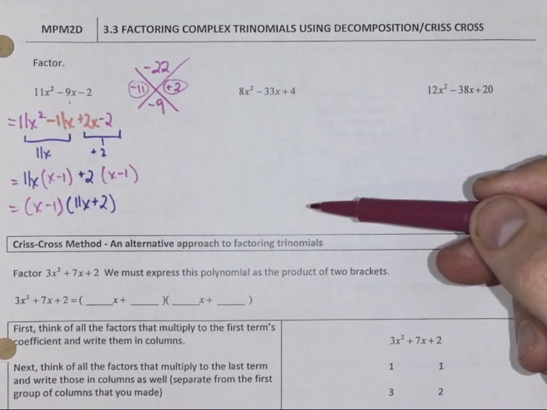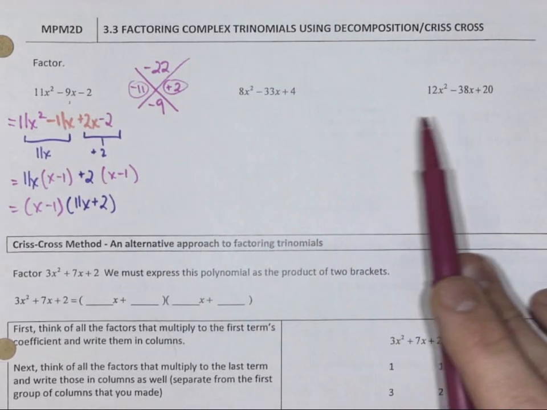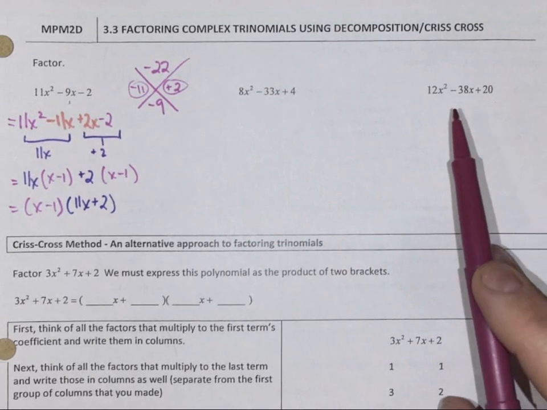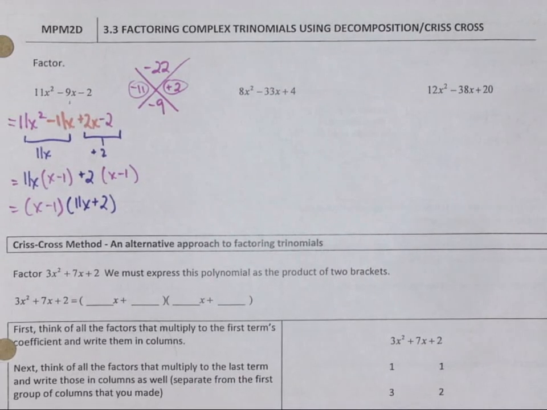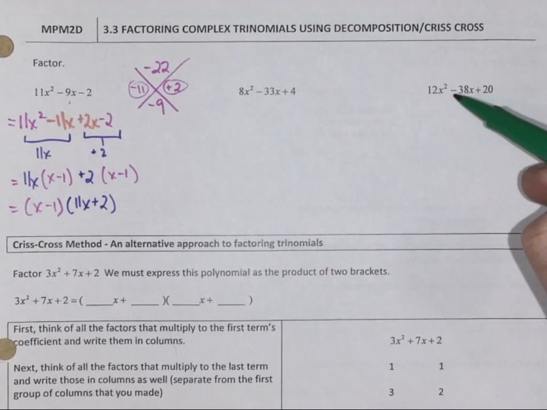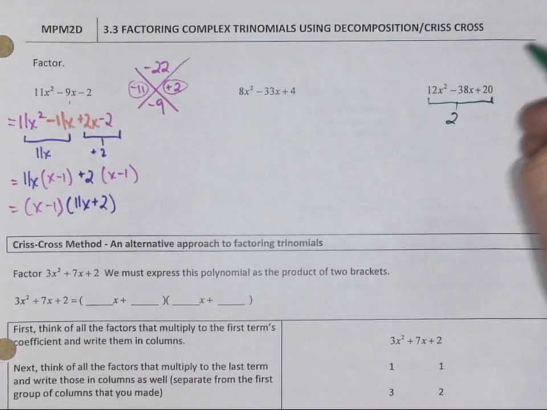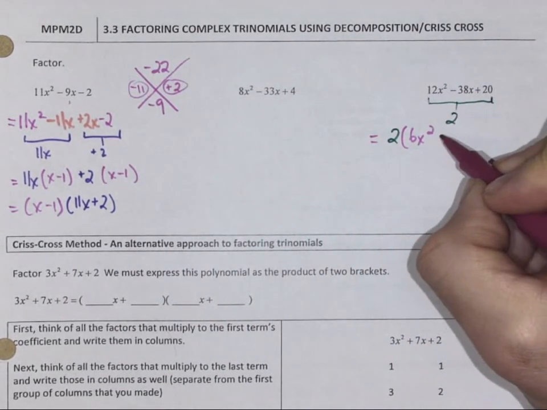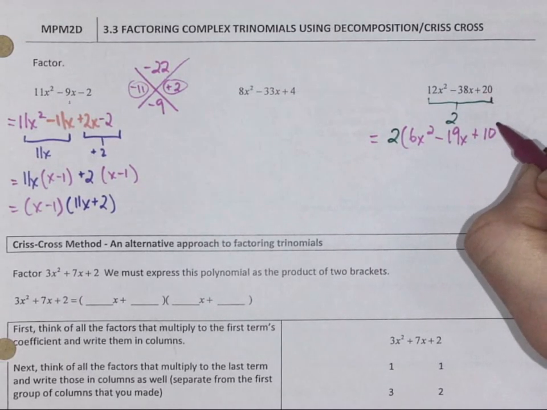If we go through the rest, the same thing applies. I'll let you do that example. For this example, there's an extra step. We always look for a common factor first. These are all even numbers, so we can factor out 2. Can we factor out 4? No, doesn't work. So we're going to factor out 2. That 2 goes in front and leaves us with 6x squared minus 19x plus 10.